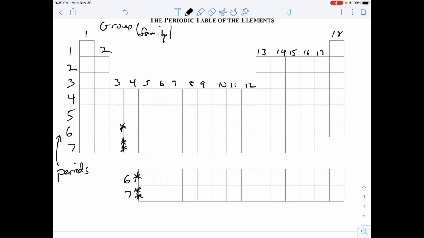And so now I can ask you, it's kind of like that game, Battleship, right? I can say, hey, what element is in the third period and the 17th family? Okay, well, third period, 17th family, that would be the intersection here. Whatever element is there, I believe that's chlorine. So we can identify where elements are just by a grid system.